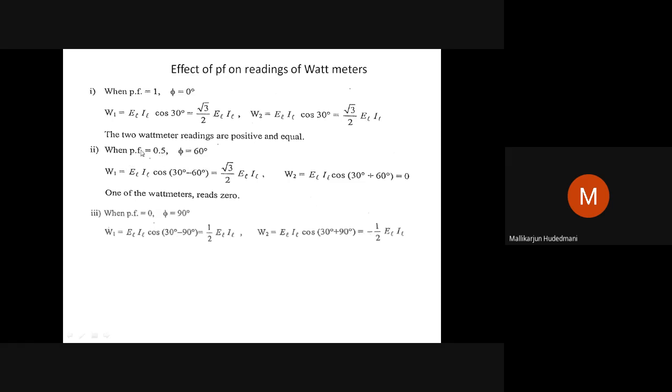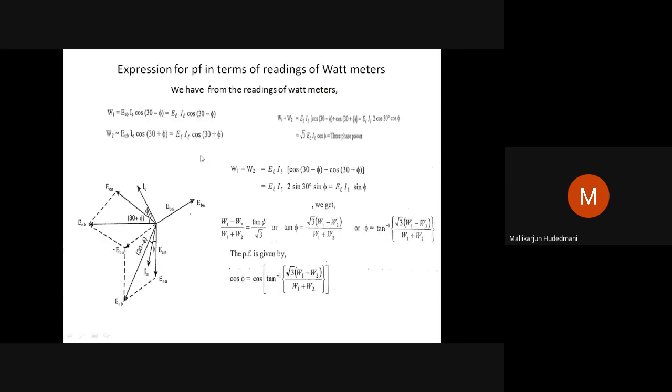Then, in another case study, if power factor is 0.5, so cos inverse 0.5. Power factor means what? Cosine phi. Cosine phi is 0.5. What is phi at that time? Inverse cos 0.5 results in 60 degrees. When the angle is 60 degrees, I come to this. Substitute 60 here, 60 here. ELIL cos 30 minus 60. Here, ELIL cos 30 plus 60.